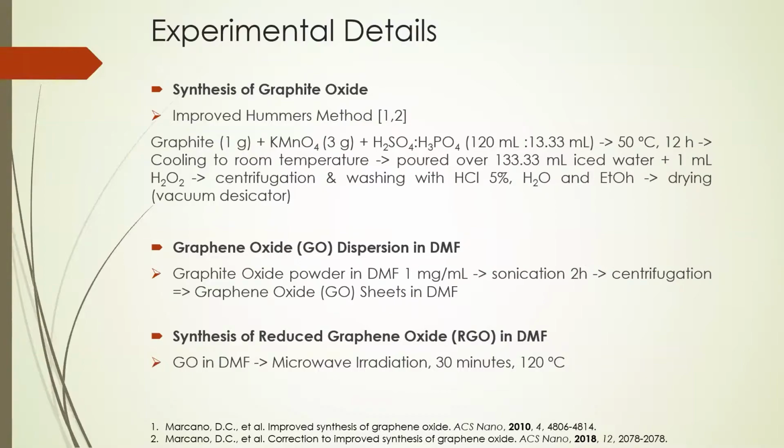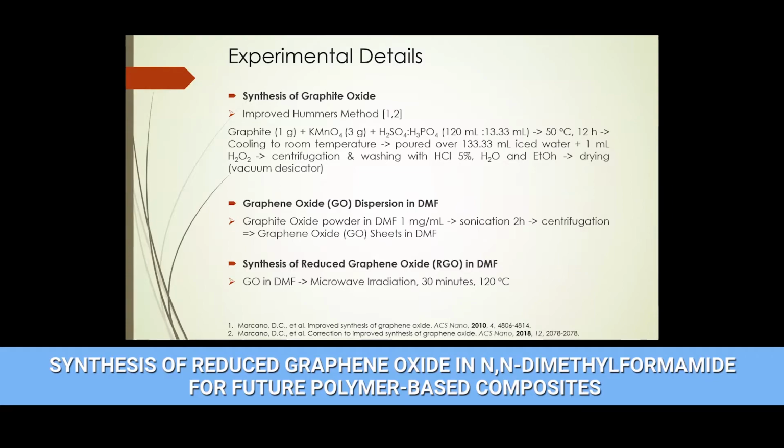In more detail, we have synthesized graphite oxide by modified Hummers' method, a protocol which can be found in the literature. Then we have dissolved graphite oxide powder in DMF in a concentration of 1 milligram per milliliter, exfoliated it by sonication, and centrifuged it in order to remove the graphite oxide that did not exfoliate. The resulting solution contains graphene oxide, which represents oxidized sheets of graphene, and it was introduced in a microwave reactor and left for 30 minutes at 120 Celsius degrees.